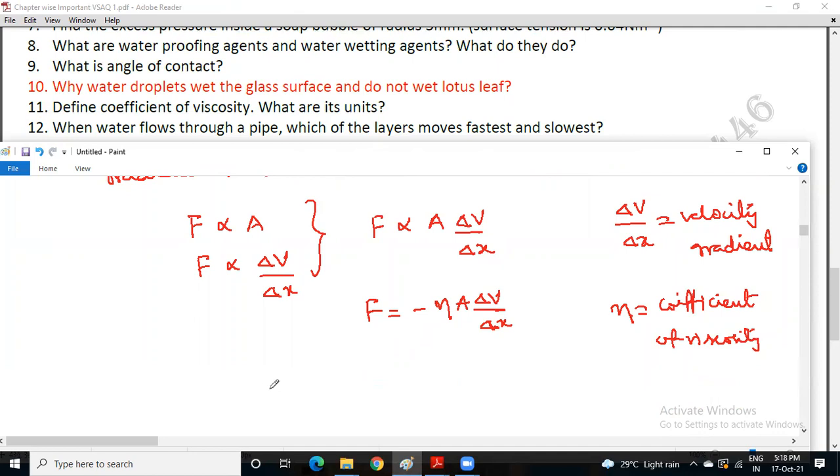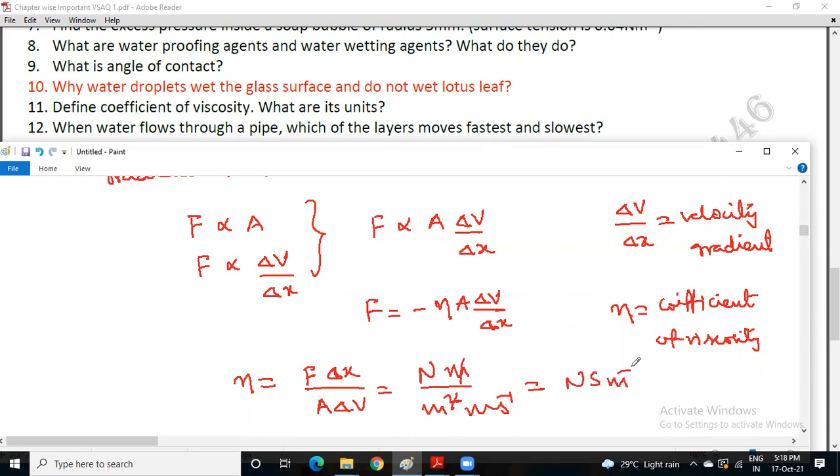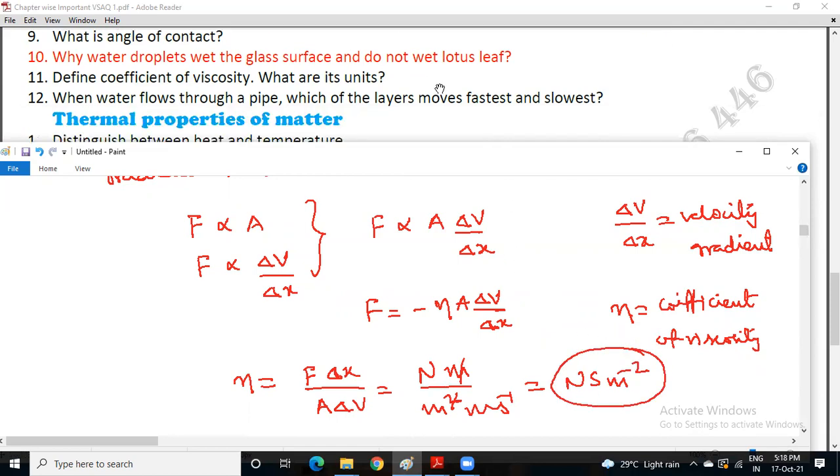Next, what are its units? You can understand that eta is equal to F into delta X by area with delta V. Now force is measured in Newton. Delta X is the thickness, it is measured in meter. Area unit is meter square. Velocity unit is meter per second. If you simplify this, you will get the answer is Newton second meter square inverse. So this is the unit of coefficient of viscosity.